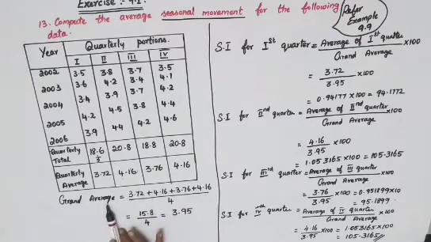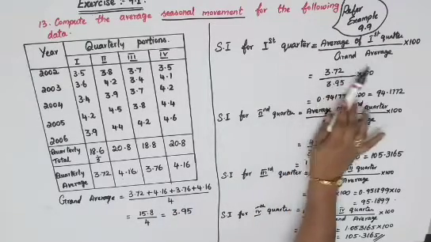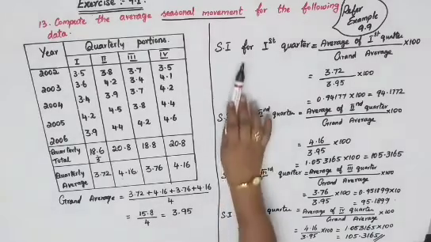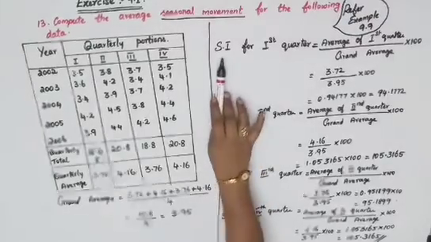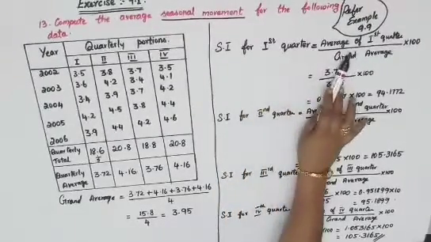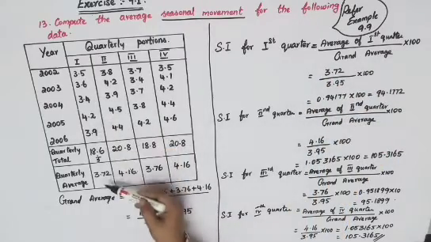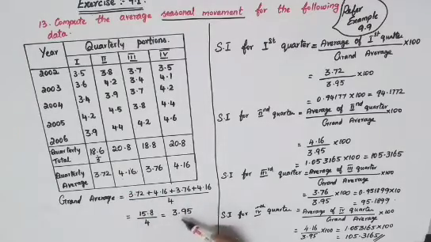Next you will have to find your grand average, because in your formula you will have your grand average. Grand average is nothing but adding all the quarterly averages divided by 4, since 4 quarters are there. Adding all these divided by 4, you get your answer 3.95. Now you will have to find separately for each quarter your seasonal index. The formula for the first quarter is average of first quarter divided by grand average into 100. So your first quarter answer is here, divided by grand average here, into 100. Each quarter you will have to do the same thing. So that will be the answer for your 13th question.